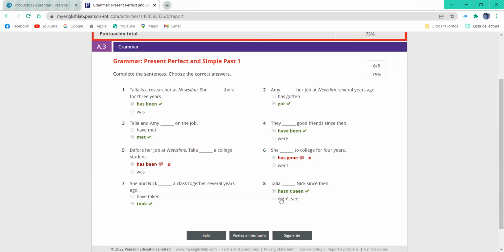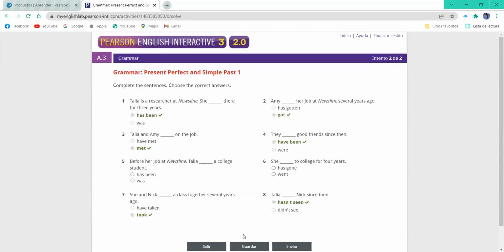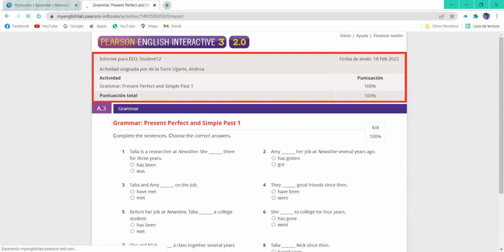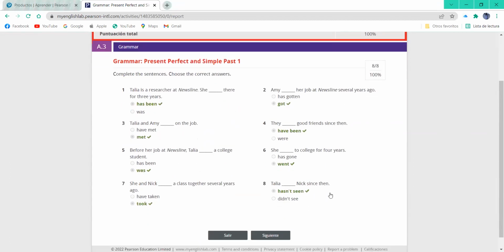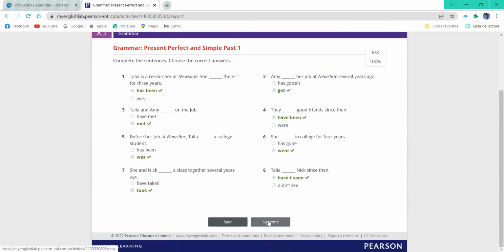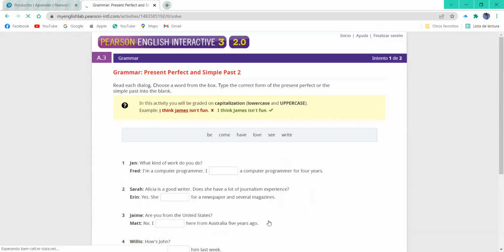A veces ese for sí puede ser un poco confuso, sí, qué molesta, pero sí hay que verlo. Tratar de verlo, ok. Let's try again. Excellent. Let's go next. Yes. Okay. So let's complete.